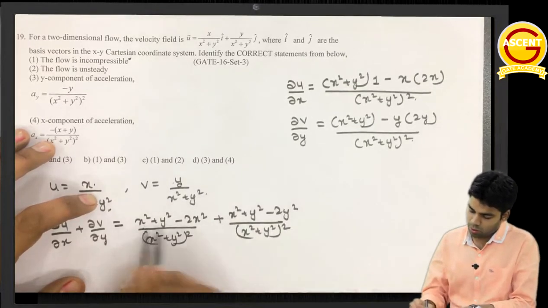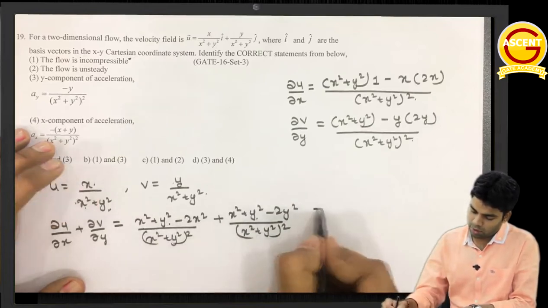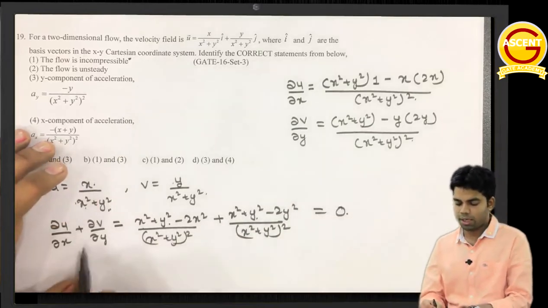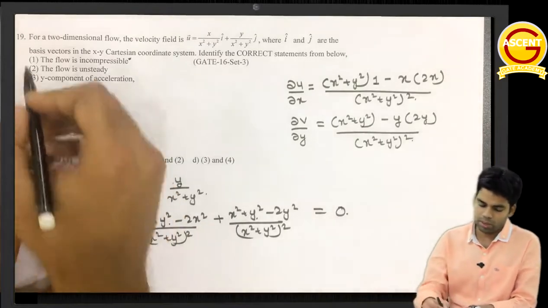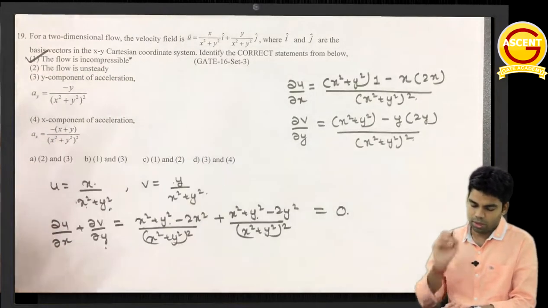Okay, so this is 2x square plus 2y square minus 2x square minus 2y square, so this will be equal to 0. So del u by del x plus del v by del y is equal to 0. That means the flow is incompressible. So statement 1 is correct.